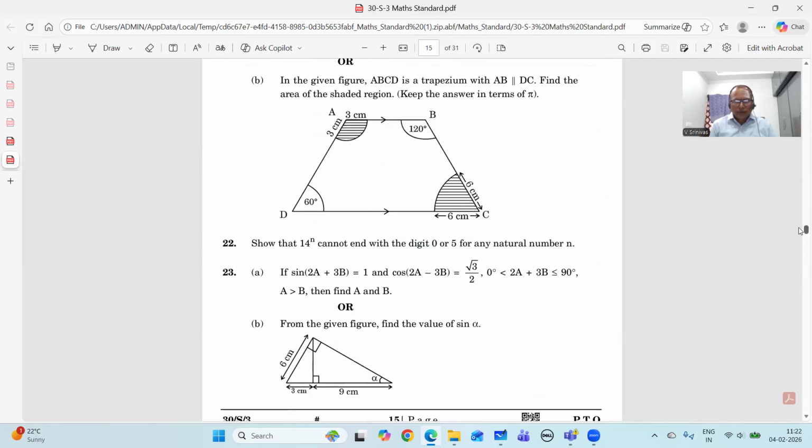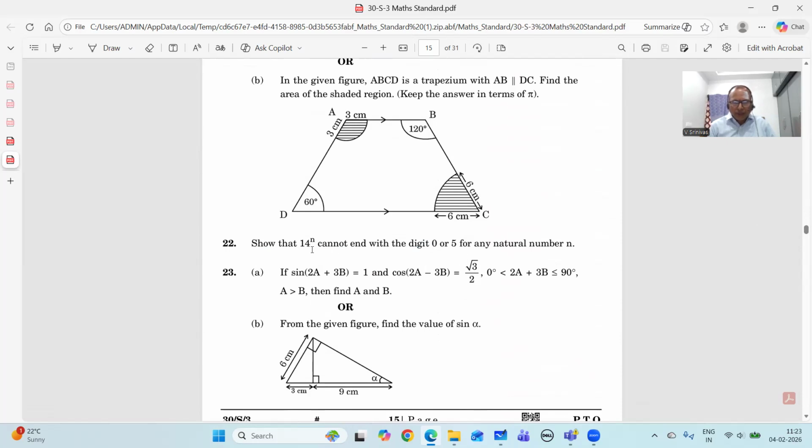We want the English version. Question 22: show that 14 power n cannot end with the digit 0 or 5 for any natural number n. Okay? Show that 14 power n cannot end with the digit 0 or 5 for any natural number n. What is the condition that a number is divisible by 10? It should have 0 in its units place.